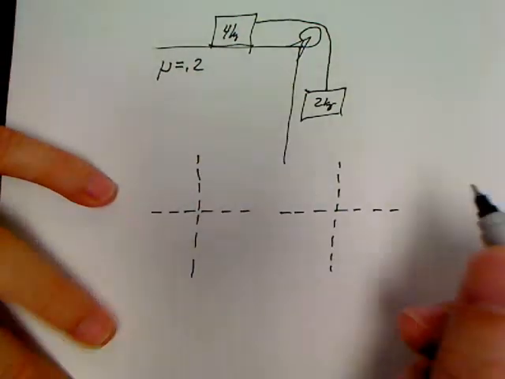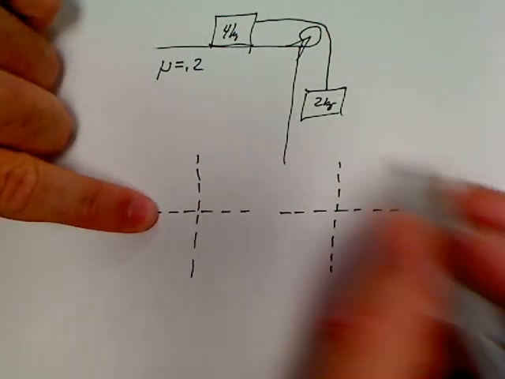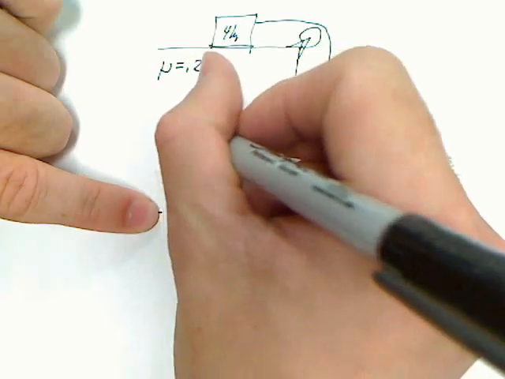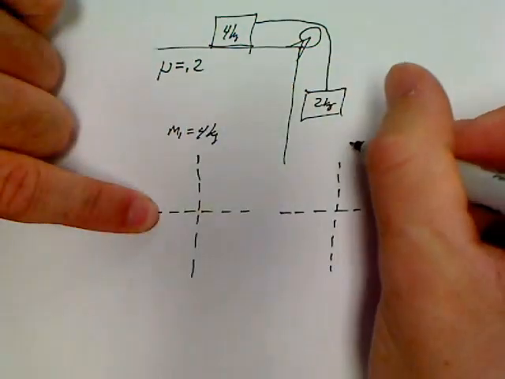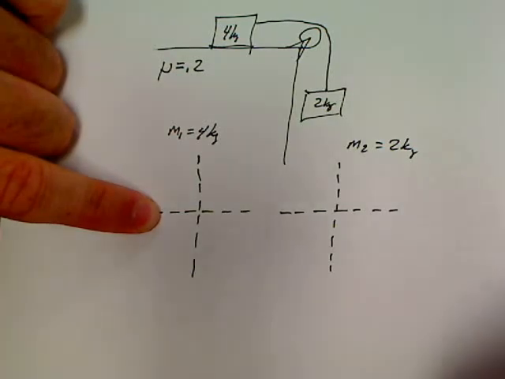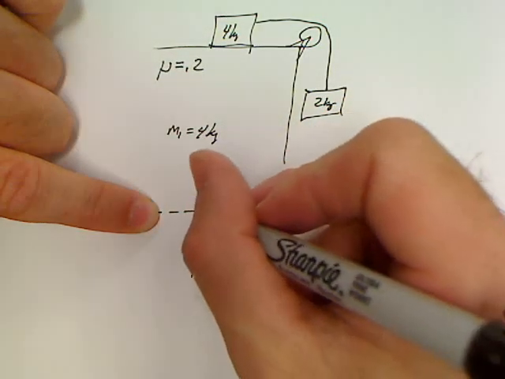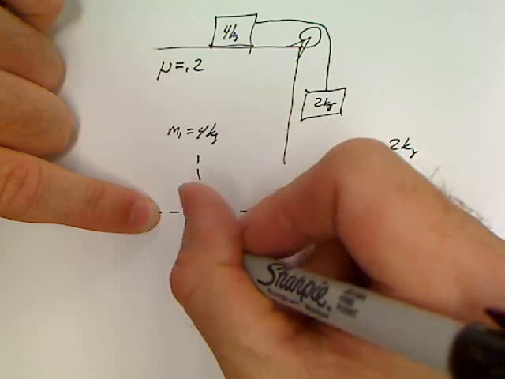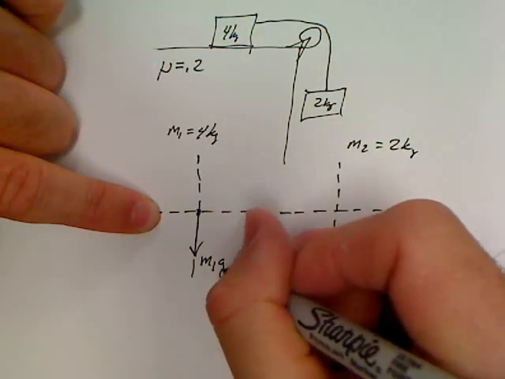Let's go back to this object on the left. This will be my 4 kilogram. M1 is 4 kilograms. M2, I'm going to say it's 2 kilograms. So we'll go back, and I will say for this one we've got an M1G going down.